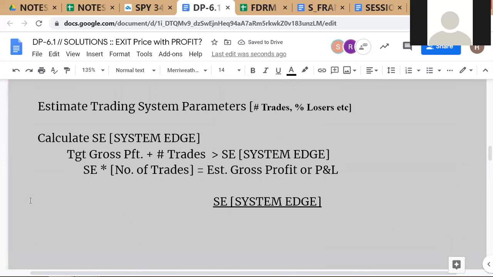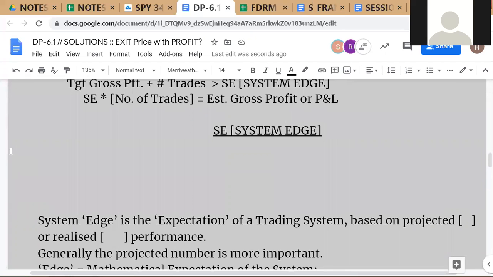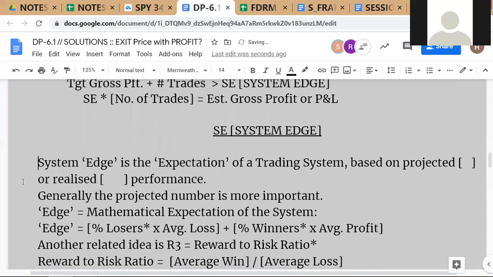System edge. What is a system edge? So the next step is calculate system edge. Now, what is system edge? It's a very simple concept. It's the expectation of a trading system, and if it is projected, we call it ex ante. You guys are familiar with this expression, ex ante. What is the opposite of ex ante? Anybody remember from lab? I've already given you the answer, but you should remember it from your lab materials. Ex ante or ex post. Ante means before, post means after, obviously.